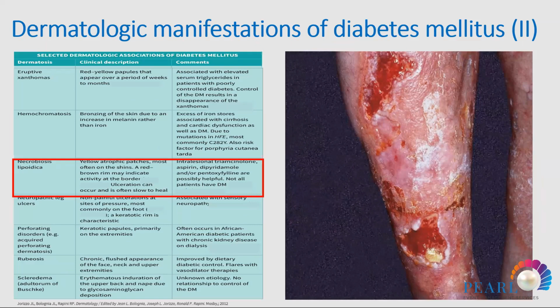And moving on to necrobiosis lipoidica, patients may have yellow atrophic patches. Most of the time, they're on the shins, and it could be associated with ulceration.